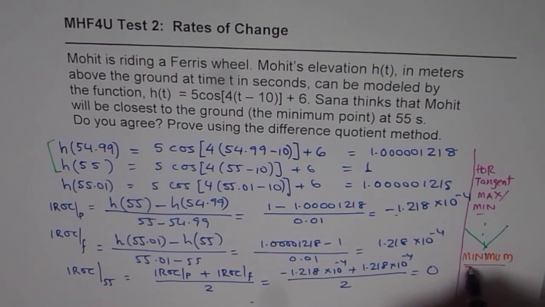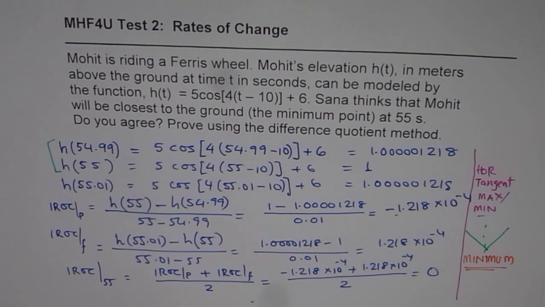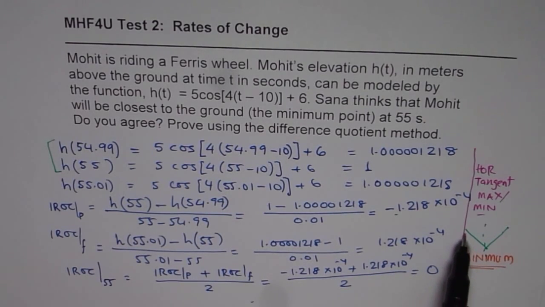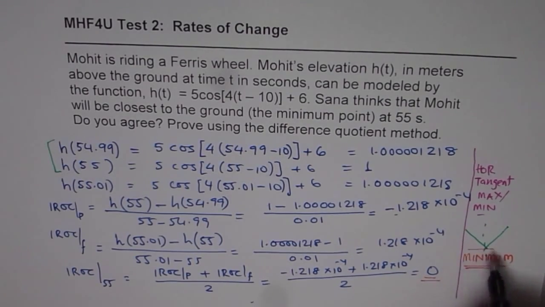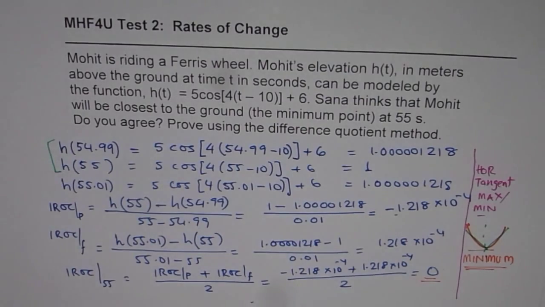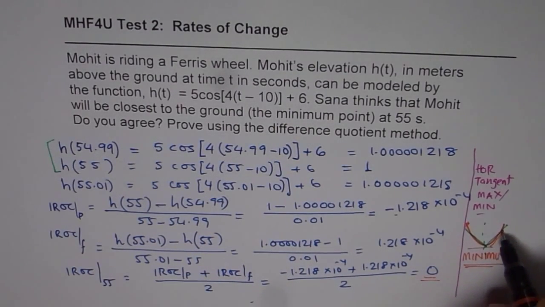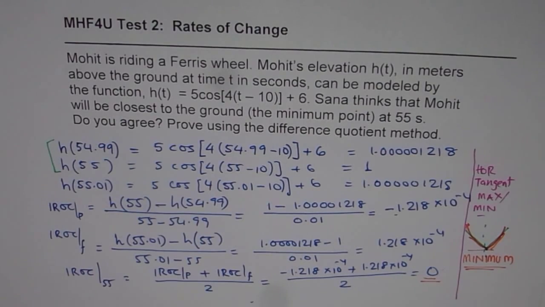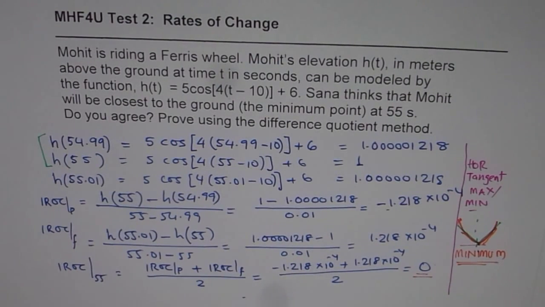So that is how you're going to justify that at t equals 55 seconds, we will have a minimum, since the rate of change for preceding is negative and it changes to positive, and at t equals 55, the instantaneous rate of change is 0. That means horizontal, right? So the graph of the function is kind of like this. Do you understand? That is the cosine part near t equals 55. So these are the two tangents which I should draw like this, and their average value is going to be 0 at 55. I hope that helps you to understand and describe the situation. Thank you.